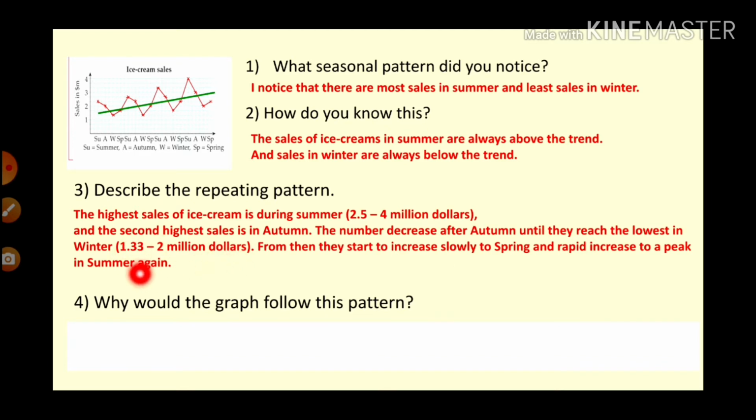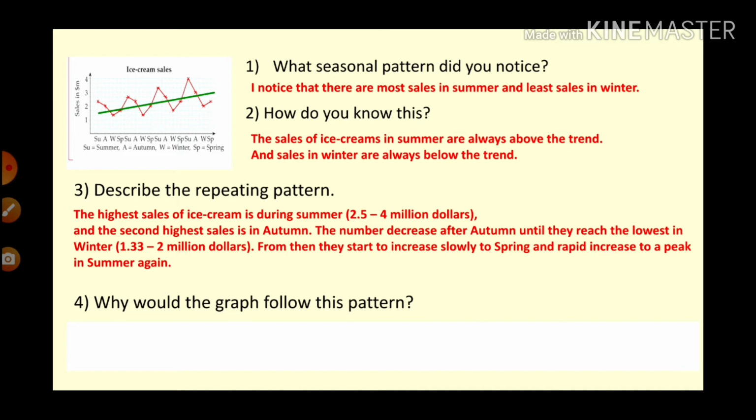Winter, I added some values as well. Again, winter around 1.3. Over here, it's around 2 million. Okay, and I explained that they then start to increase slowly to spring, and there is a rapid increase to reach the peak in summer again.